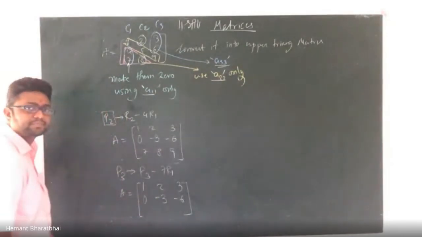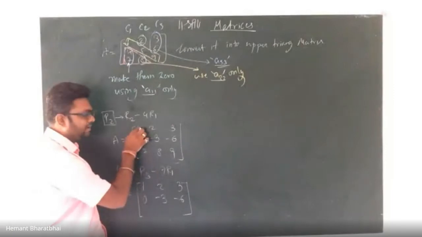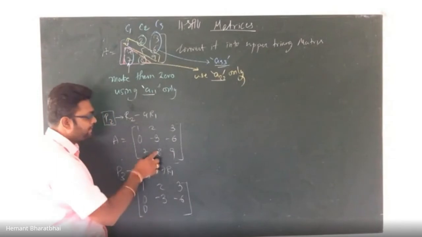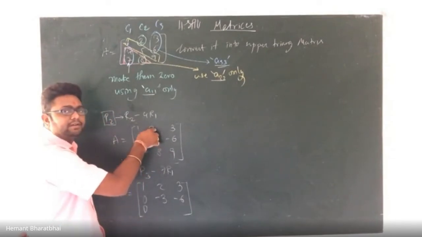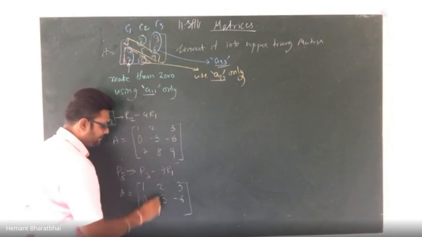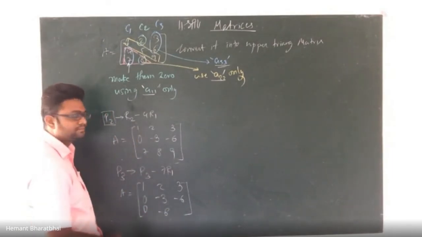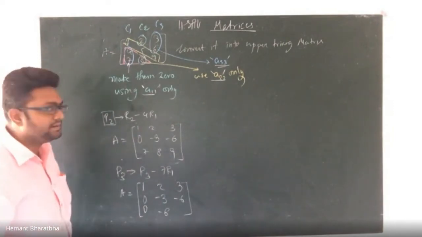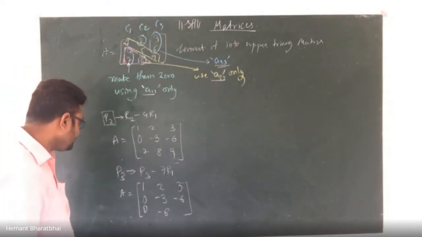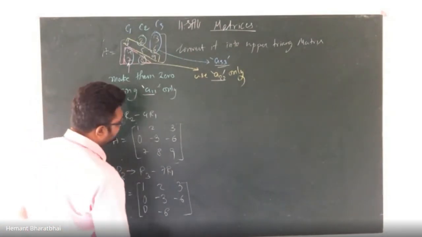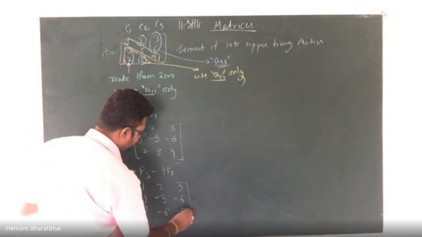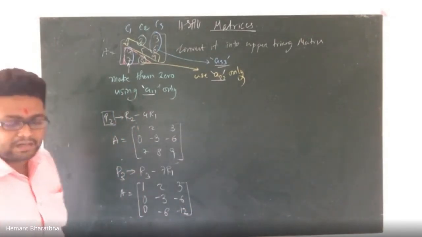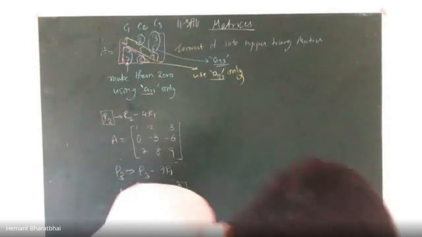Now what I am going to do? I am going to multiply it with 7 and subtract. So 7 minus 7 is 0. 8 minus 2 into 7. So 8 minus 14, that is minus 6. 9 minus 3 into 7. So 9 minus 21, that is minus 12. Okay, so I've got two zeros over here.